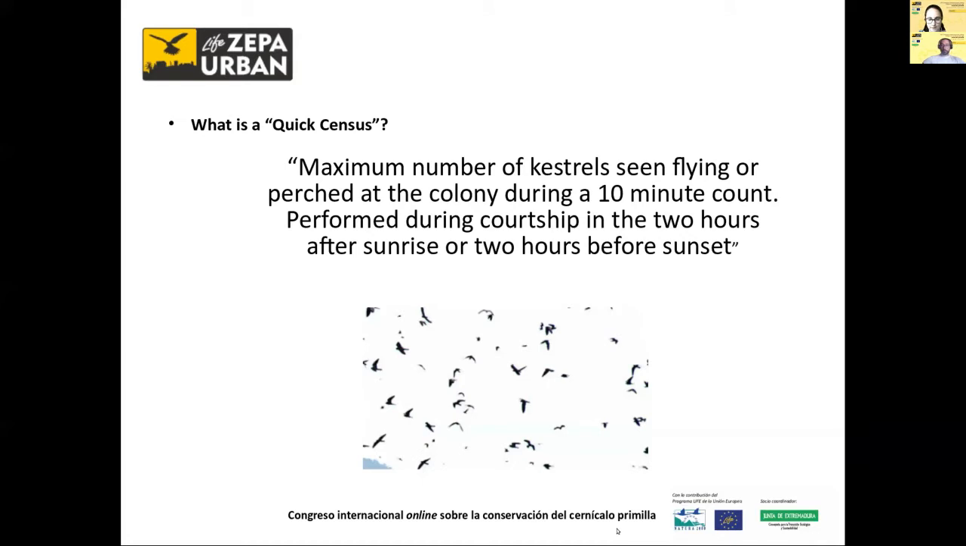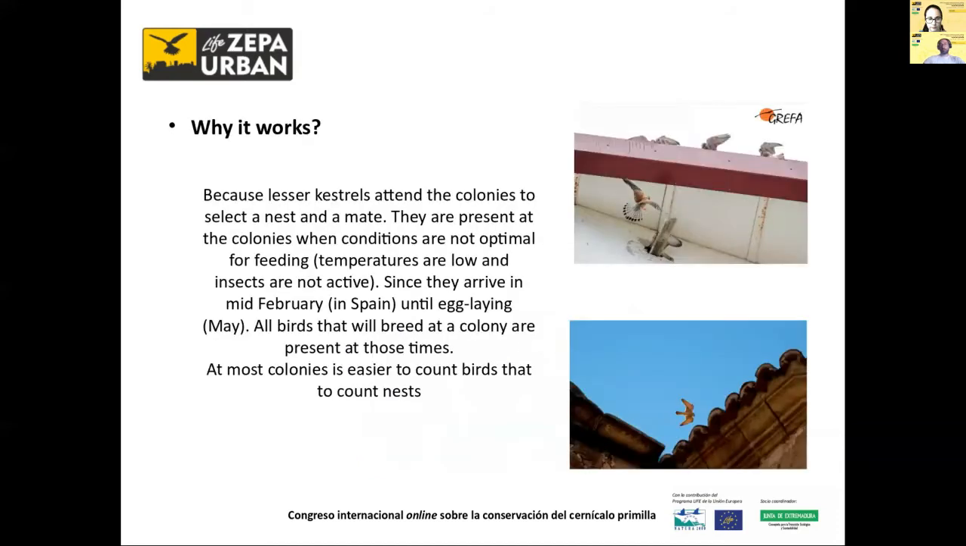Okay. Well, what do we consider a quick census? A quick census is the maximum number of kestrels that are seen flying or perched at the colony during a 10-minute count, and it has to be performed during courtship in the 2 hours after sunrise or 2 hours before sunset. Why does it work? Well, it works because lesser kestrels attend the colonies to select a nest and a mate, and they are usually present when conditions are not optimal for feeding, so early in the morning when the temperatures are not very high, or late in the evening.